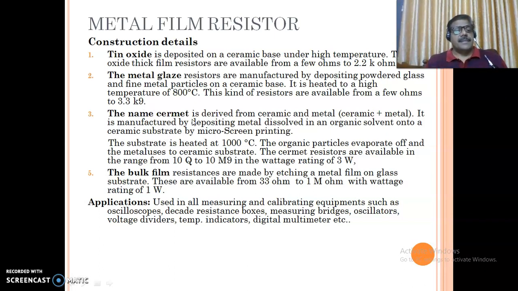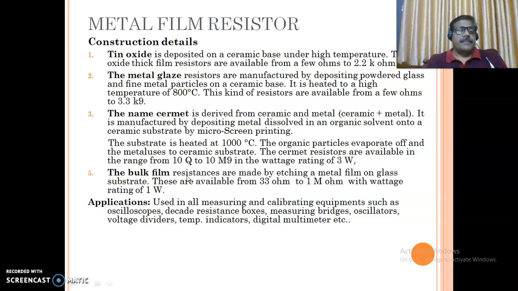The name cermet is derived from ceramic and metal, that means mixing of ceramic and metal. It is manufactured by depositing metal dissolved in an organic solvent onto a ceramic substrate by microscreen printing. The substrate is heated at 1000 degrees Celsius. The organic particles evaporate off and the metal fuses to the ceramic substrate. The cermet resistors are available in the range of 10 ohm to 10 mega ohm in the wattage rating of 3 watt.